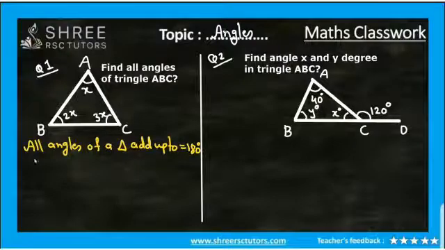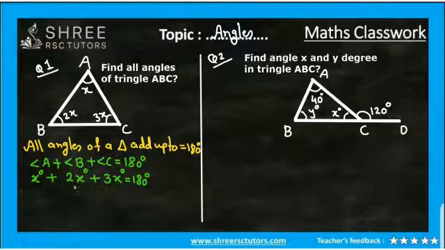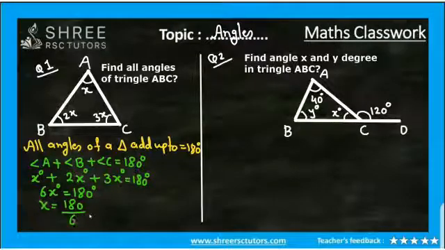So can we write this as angle A plus angle B plus angle C will also add up to 180 degree? Now, what is angle A over here? It's x degree. Angle B is 2x degree and angle C is 3x degree, equal to 180 degree. Now, x plus 2x plus 3x is 6x degree, equal to 180 degree, and x will be 180 divided by 6, which is 30 degree.